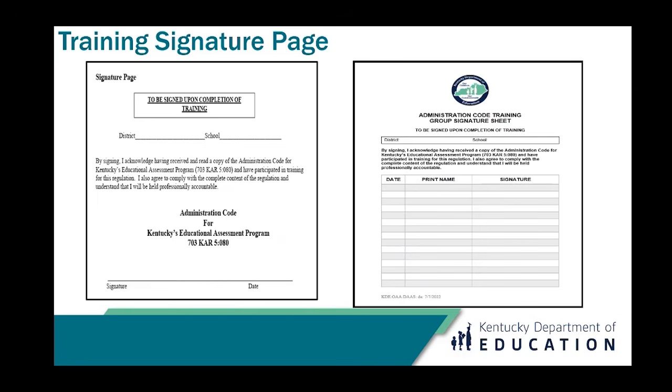Training participants are held professionally accountable for their actions after signing either type of signature sheet. Notice that both sheets state, "By signing, I acknowledge having received and read a copy of the administration code for Kentucky's Educational Assessment Program 703 KAR 5:080 and have participated in training for this regulation. I also agree to comply with the complete content of the regulation and understand that I will be held professionally accountable."